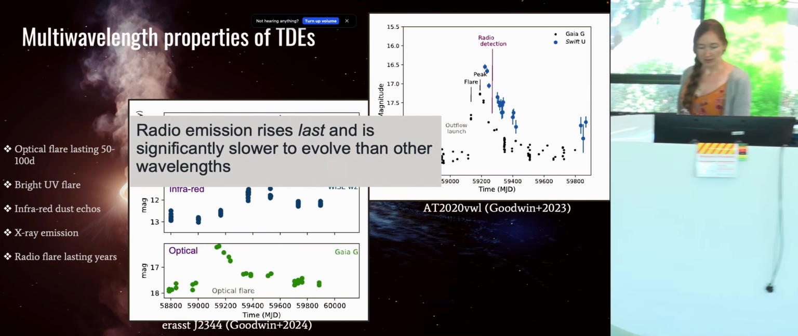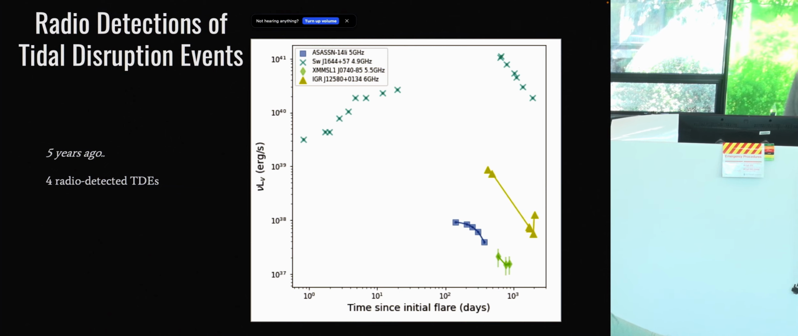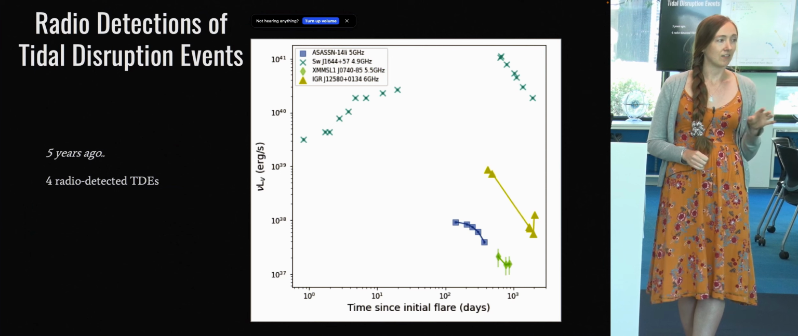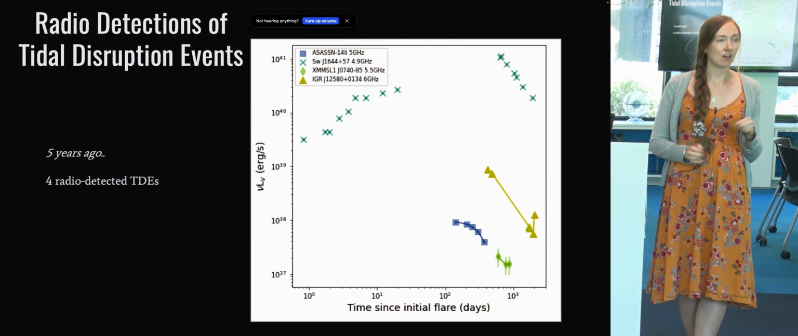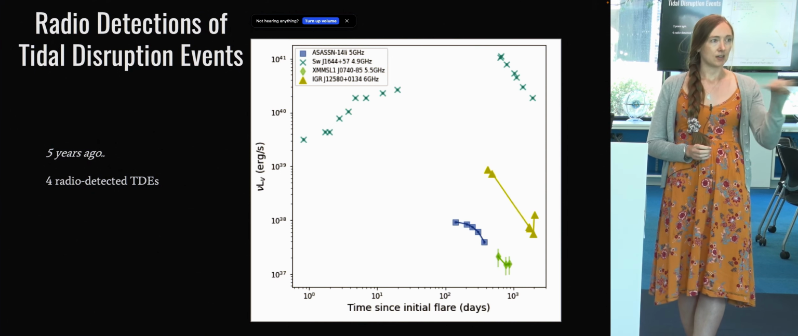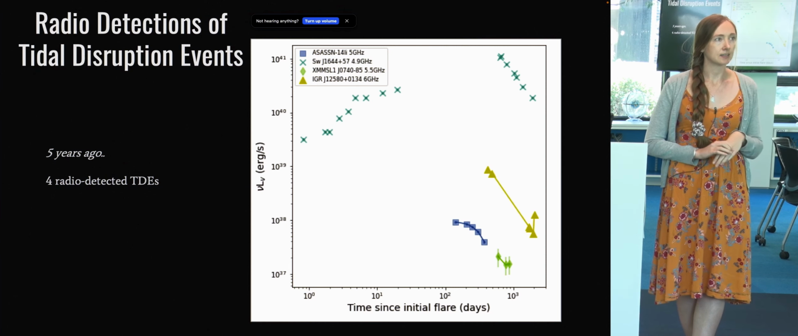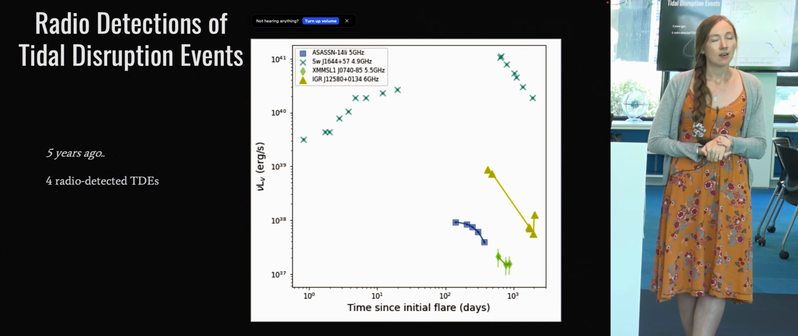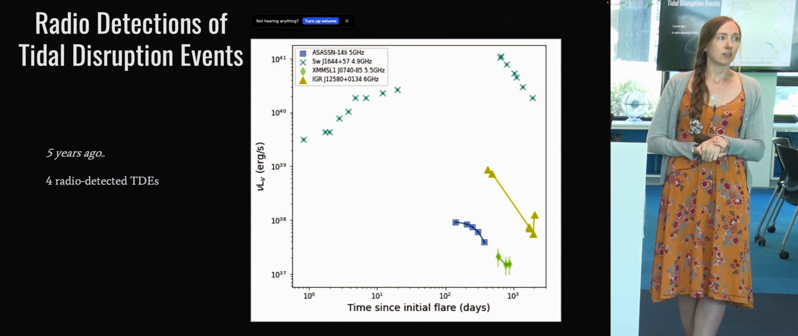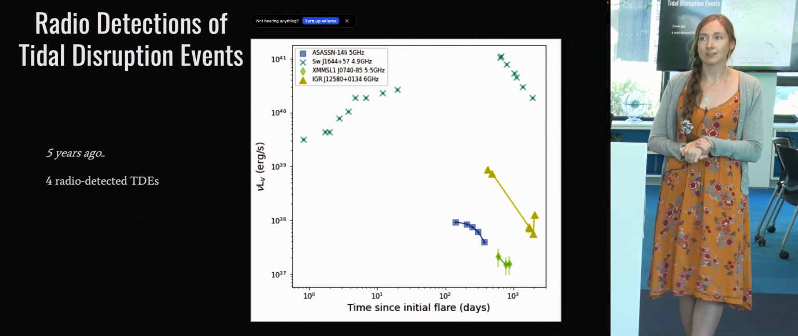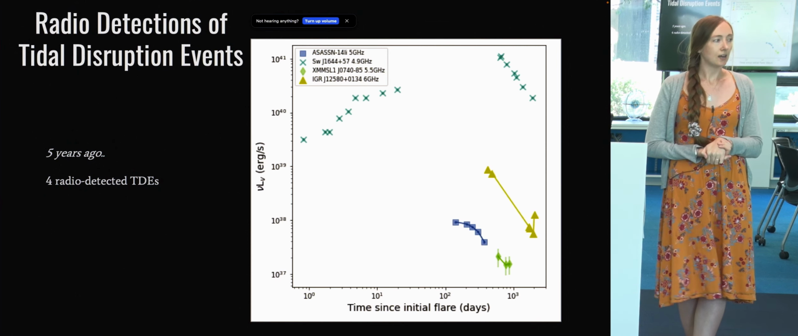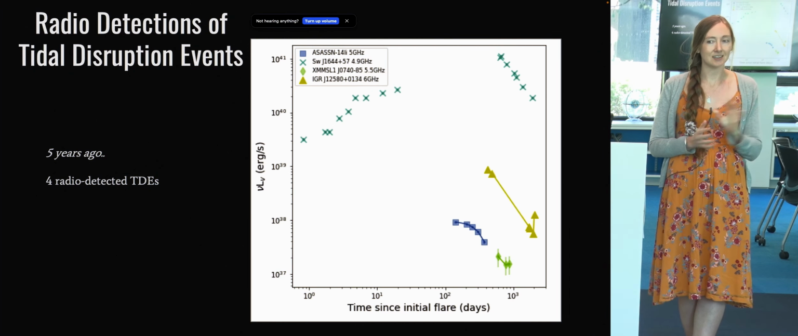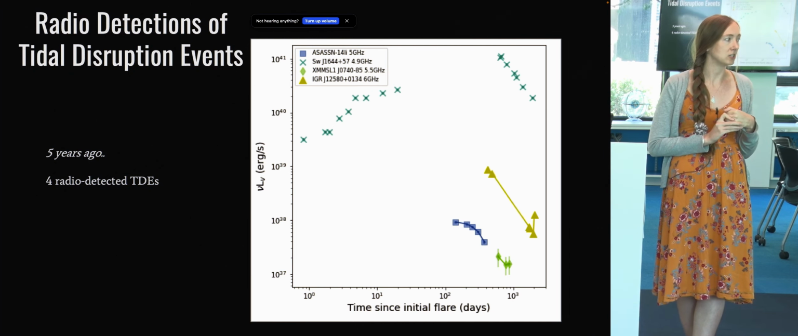Cool, okay. So radio detections of TDEs. This is the total number of radio detections of TDEs we had 5 years ago. So we had only detected 4. And this is a light curve. So time on the x-axis, radio luminosity on the y-axis. You can see Swift J1644, that very bright one at the top in the green crosses. That's a relativistic event. And then we had 3 non-relativistic events. So things were pretty dire. There was not a lot to be said about TDEs in the radio because we did not have much information.